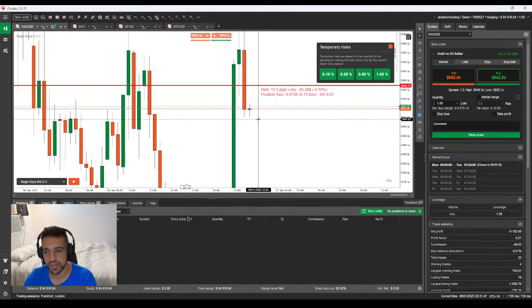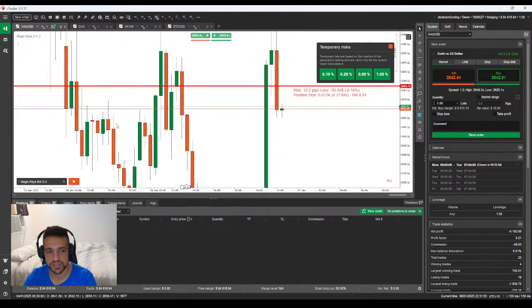I needed to get to about there, I reckon. 2642 looks like a decent level for it. Look, it was a previous resistance there.